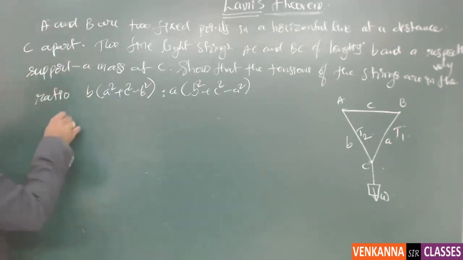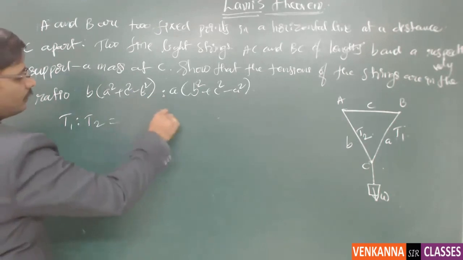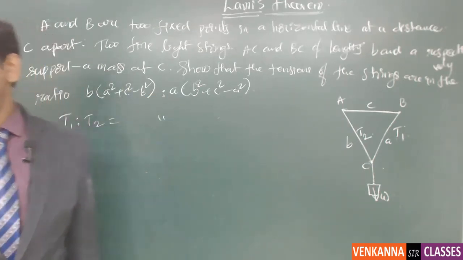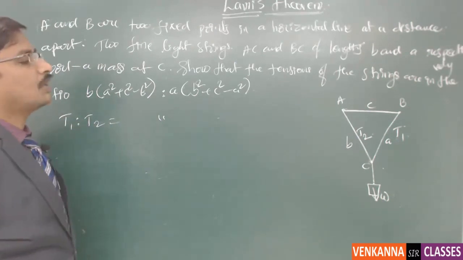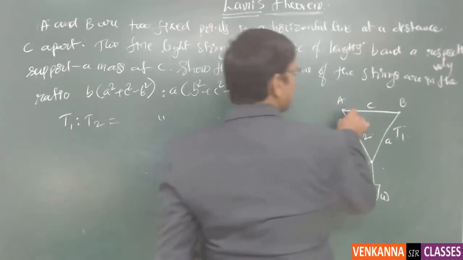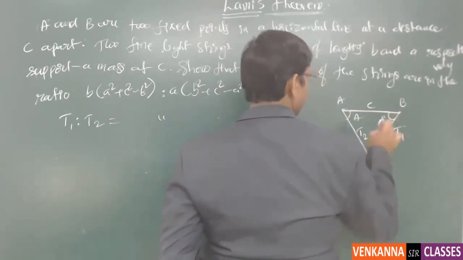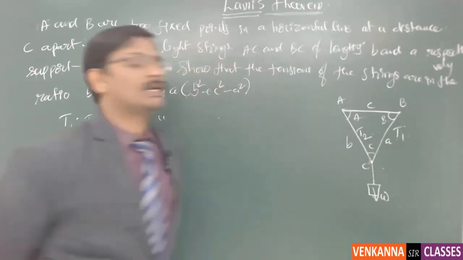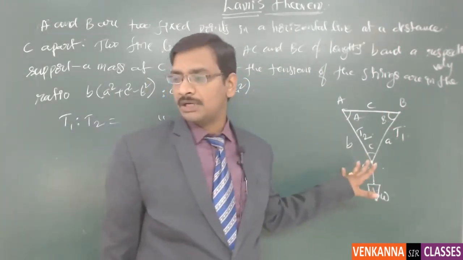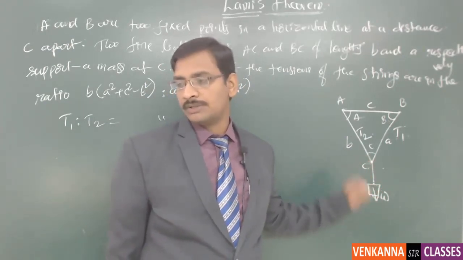the above ratio. Can you prove this? Use Lami's theorem to understand this problem. This is angle A, this is angle B and this is angle C. Try to apply Lami's theorem on this, because the system is under equilibrium. That means all the forces are balanced out at this particular point.